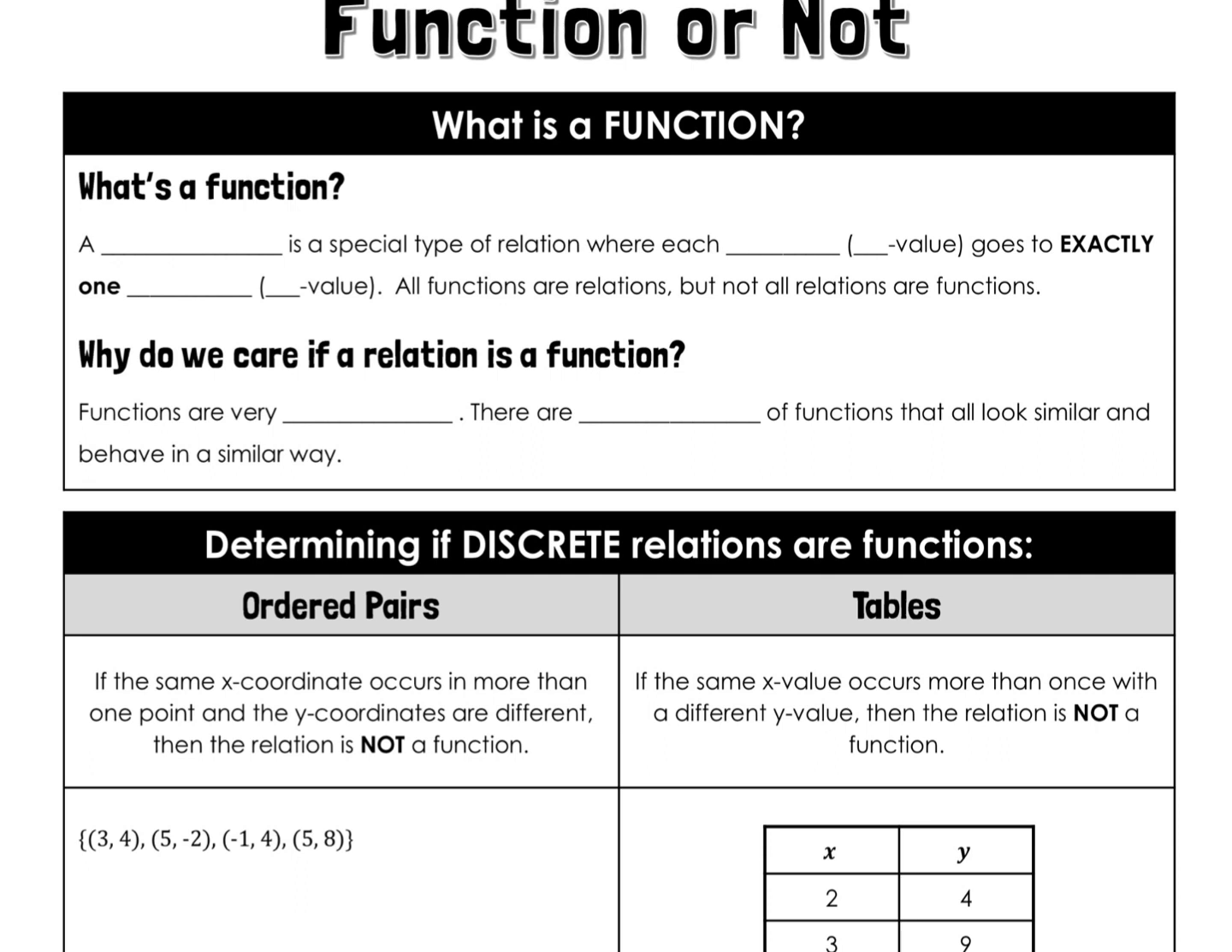All right. And the last page of notes for this particular section goes on page 29 in your interactive notebook. So this is determining if a relation is a function or not. What's a function? So a function is a special type of relation where each input or x value goes to exactly one output or the y value. Why do we care if a relation is a function?